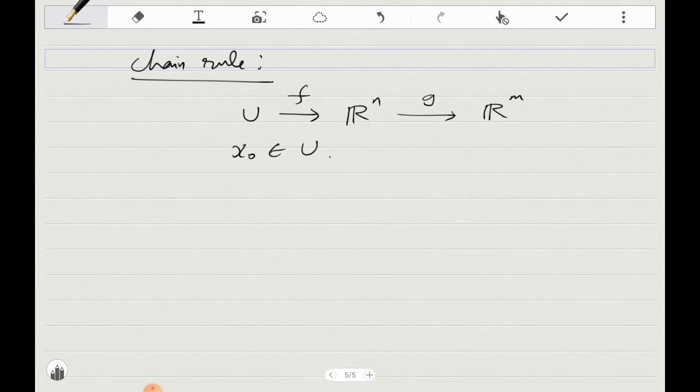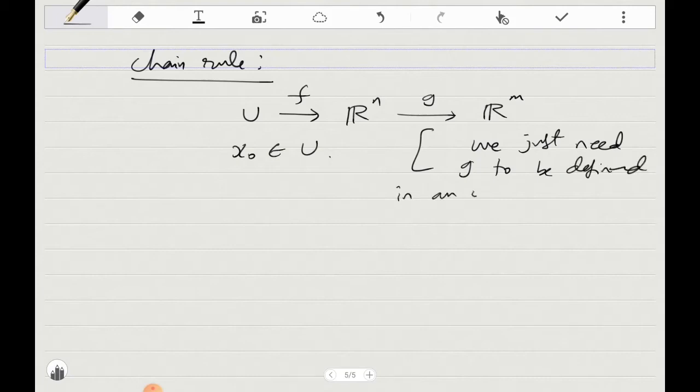What I need is, I have to talk about derivatives of g, so I need g to be defined on an open set in Rn, but I also want to compose g with f, so that open set should contain the image of f. We just need g to be defined in an open set containing the image of f, f of capital U.